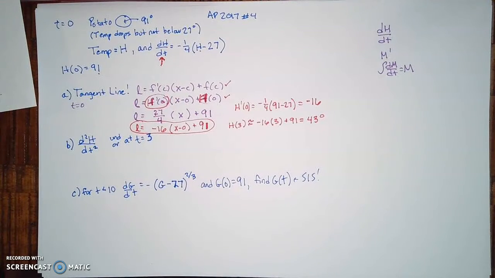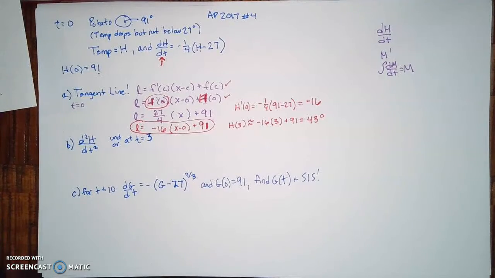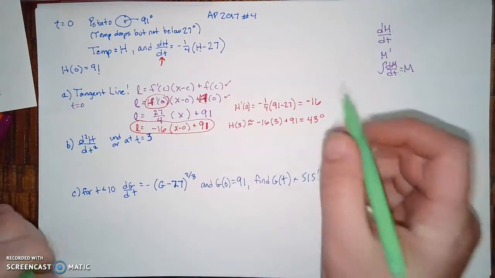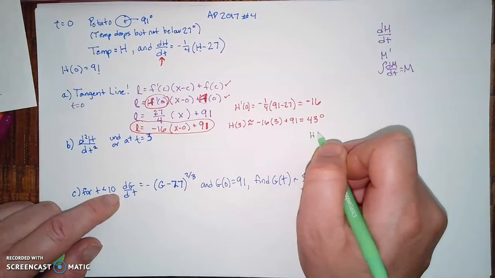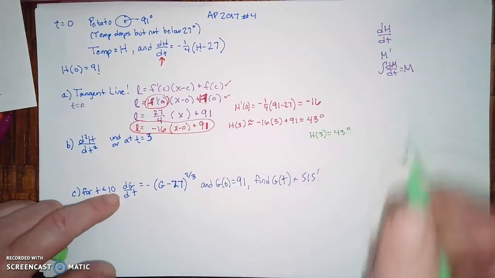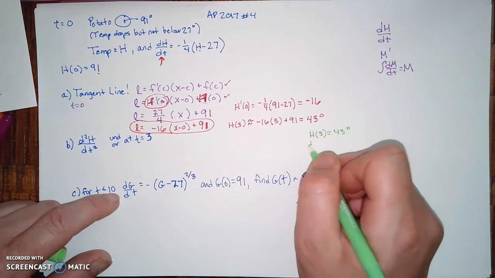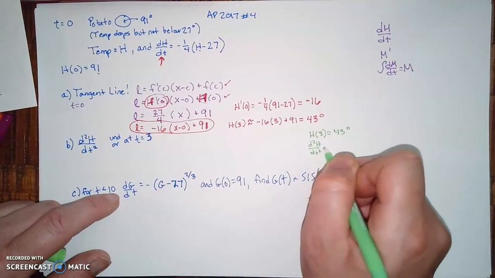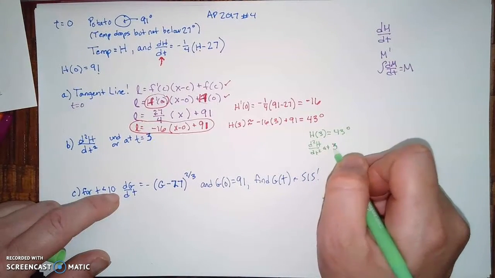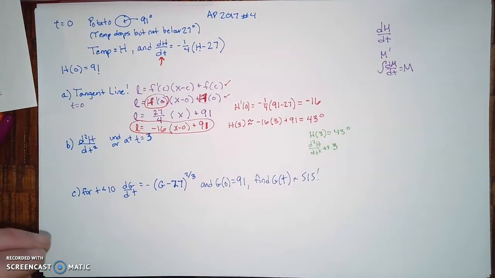The next thing asked me to do is use d squared h over dt squared, which is the second derivative, to tell me about underestimating or overestimating at t equals 3. Basically they're going to get me 3 pieces of information. I'm going to write that off to the side in green. I'm going to find h at time 3, which I already did. That was 43 degrees. And I'm going to find d squared h over dt squared at 3. Basically I'm going to look for a positive or negative to see if the graph is underestimating or overestimating.